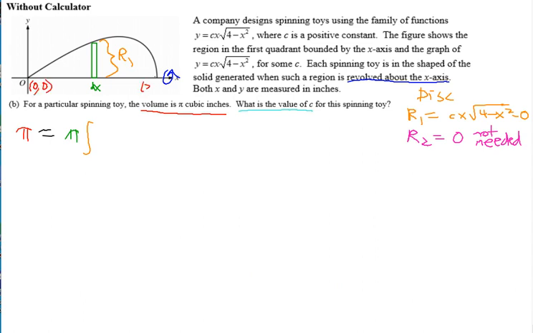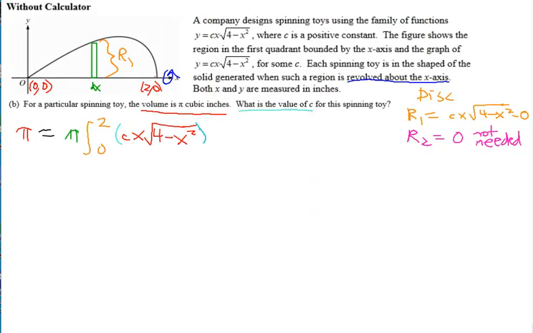That didn't change. But unlike the area where we just did the top minus the bottom, we use R1 squared, and if there was an R2, it would be minus R2 squared. So we have our whole R1, which we don't know c this time. So it would be c times the square root of 4 minus x squared. That whole thing gets squared, times dx.